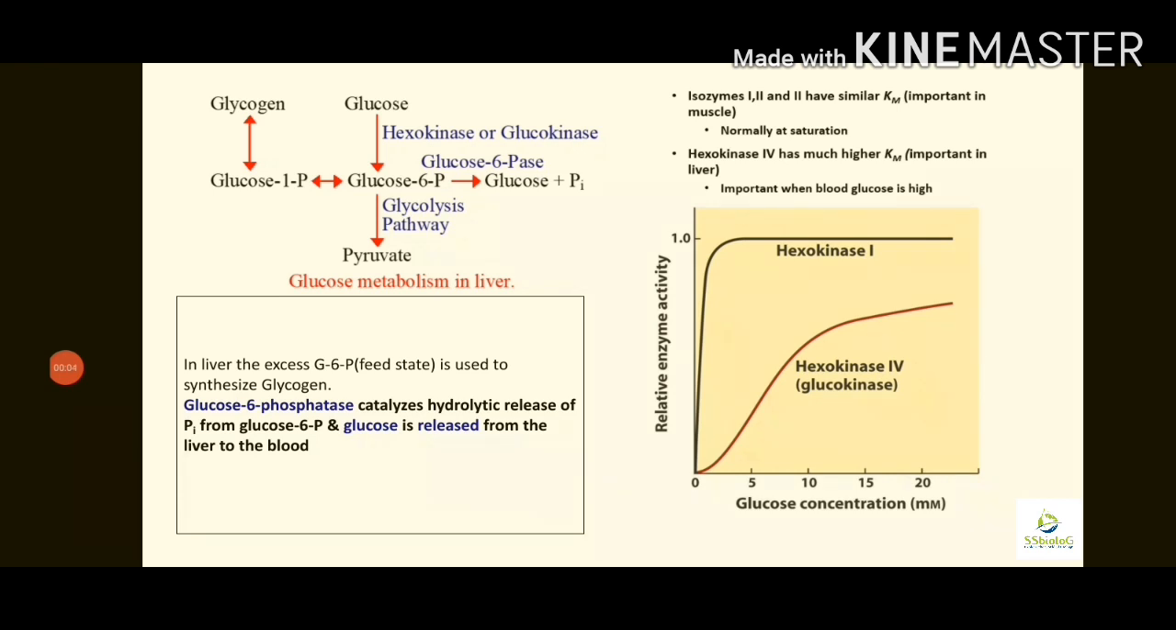In my previous video, I have already talked about that glucokinase is activated at much higher blood glucose level compared to hexokinase 1, 2, 3. In this diagram, it is clearly visible that hexokinase 4, that is glucokinase, is activating at very high glucose concentration compared to hexokinase 1, which is activating at very low glucose concentration.